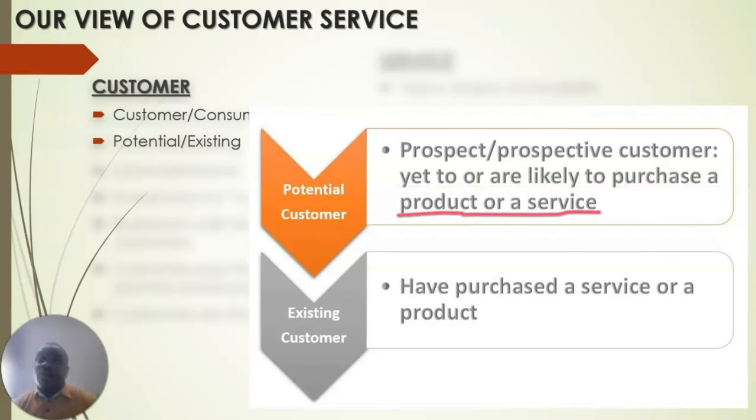Now, when you remove the word potential, you are talking about customers. When you remove the word existing, you're talking about customers. So both potential and existing customers are customers. So when we talk about customers, we shouldn't concentrate on only the existing. We should also concentrate on the potential.